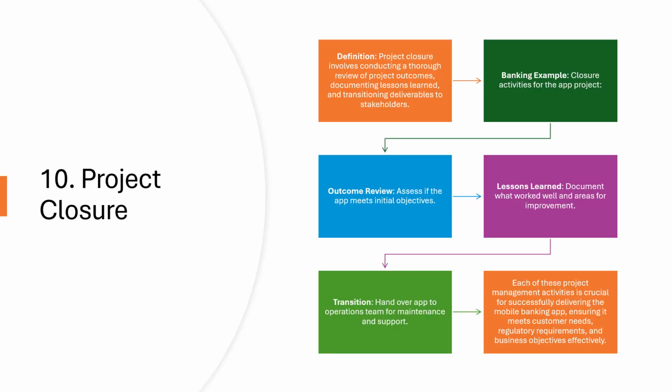And the last one is very, very important, because it is the last slide of this project management: project closure. It is very important, because unless you close the project, we are not launching anything. So again, read the definition. Project closure involves conducting a thorough review of project outcome, documenting lessons learned, and transitioning deliverables to stakeholders. So again, the example of the banking app. Outcome review: assess if the app meets the initial objective. In the first slide, we already talked about what the objectives are. So in the outcome, we need to map what the scope of the project was, what the objective of the project was, and whether we are meeting it or not. If we are not meeting it, it means we are not closing the project. So we need to map all the requirements with the closure. And the last one is transition, because generally when we close the project, we make a handover document for the operational team, so they can maintain the project.